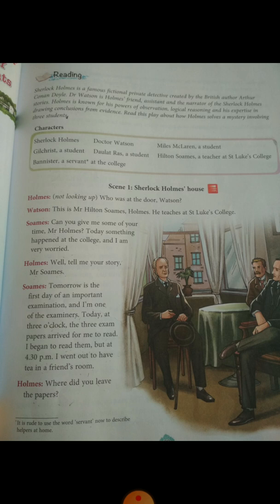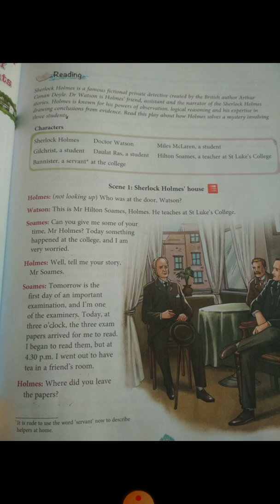Then he sees that all the papers are here and there. They are not in their proper place. Then he thinks that someone has copied the examination papers, and he is very worried. Then he goes to Mr. Sherlock Holmes to solve this case. So scene number 1 is how they talk to Mr. Soames, Mr. Watson and Mr. Sherlock Holmes.